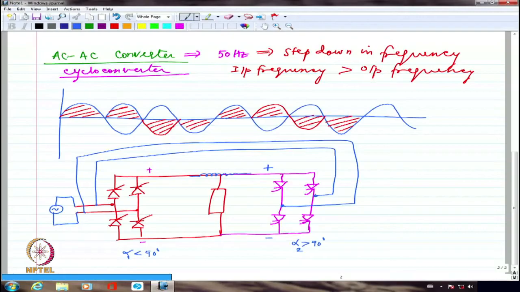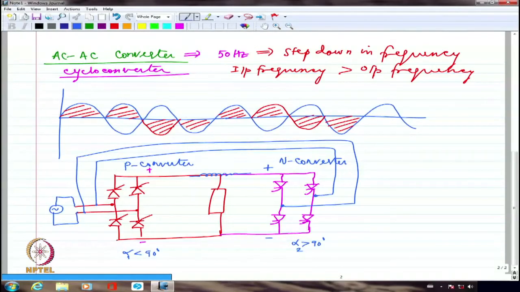But in the cycloconverter case, if I may call this the negative side converter, which is the N converter, and this the positive side converter or P converter, I will make the P converter work for a distinct number of half cycles. I will make the N converter work for a distinct number of half cycles. Both of them will not work simultaneously.